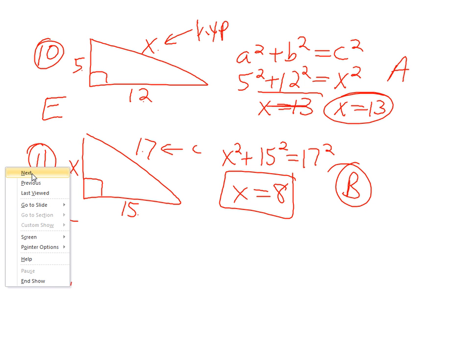Number 12. Which set of measures could represent the sides of a right triangle? Just looking at those, I know that the 9, 12, 15 actually fits in the 3, 4, 5 family. Because 3 times 3 is 9, 3 times 4 is 12, 3 times 5 is 15. So your answer on this one is D.